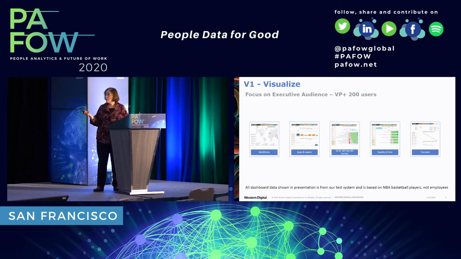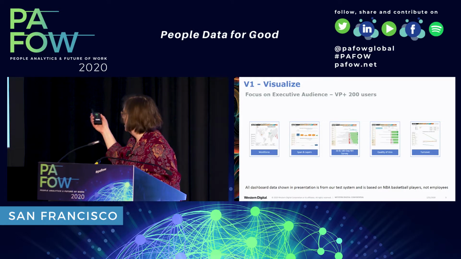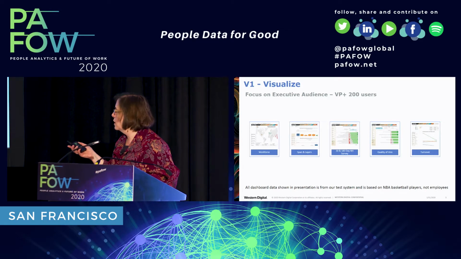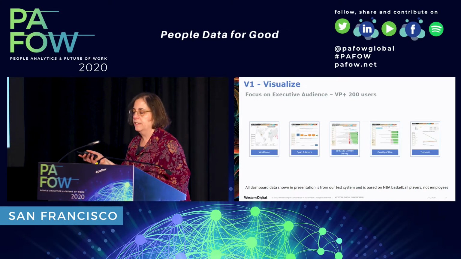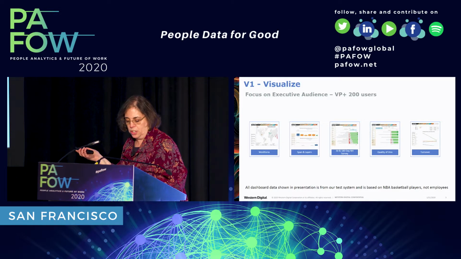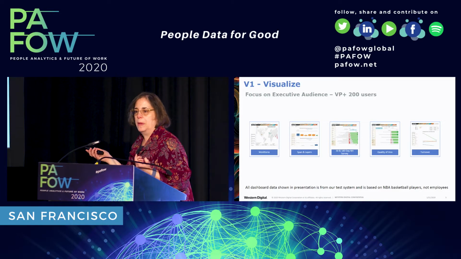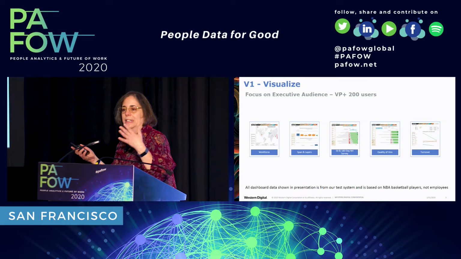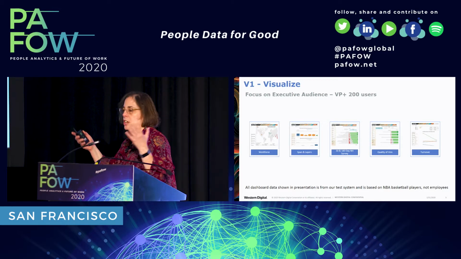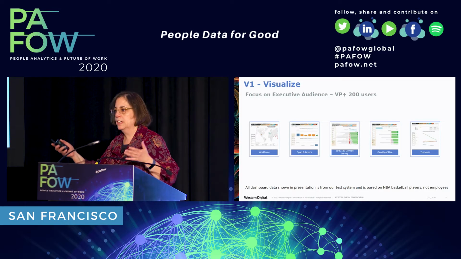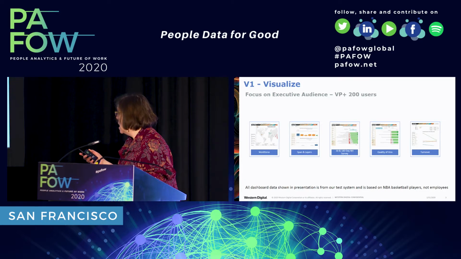Well, our first version, and we were very excited about this, was like, hey, guess what? It's not a spreadsheet. You can now see on a map where people are located, and we can show you spans and layers. We can do all kinds of things. So our first one was really focused on the executive audience, VP+, about 200 users. And it was an image-based homepage with the ability to slice the data, so you'd click on the image and it would pull up a whole series of dashboards behind each one.